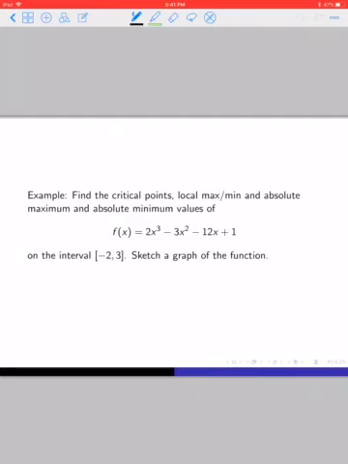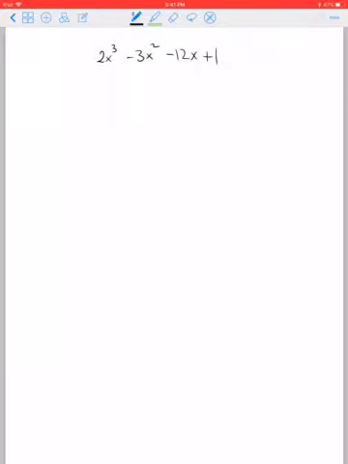So let's do a problem. Find the critical points, local max min and absolute max and absolute min of this function on the interval -2 to 3. Sketch a graph of the function. Alright, so you have some problems like this on the web work. So from -2 to 3.